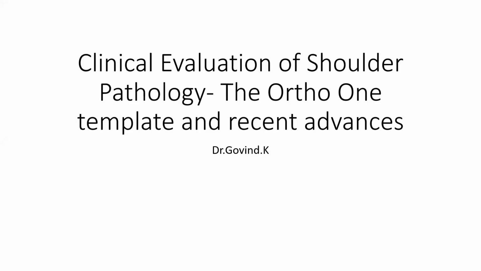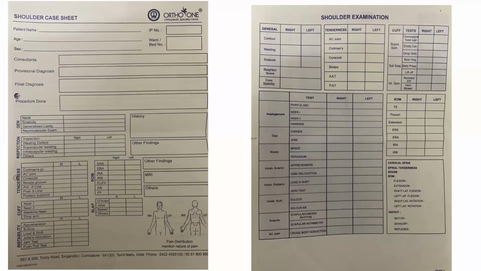Sorry, sir. So today I'll be starting with the clinical evaluation of shoulder pathology, the ortho-one template and recent advances. I'll be going through the ortho-one template, and I'll be basing my presentation on the same format. So first, on any shoulder case, we'll have to start with the proper history to get to know the basis of the pathology. On the examination part, we should start with the general aspect on inspection, starting with the shoulder contour, and look for any wasting in the infrascapular and suprascapular fossa, the deltoid, and for the scapular movements. And we should also look for the Beighton score for ruling out generalized laxity.